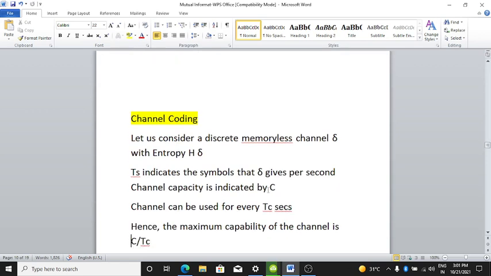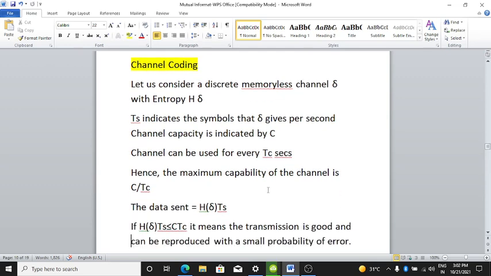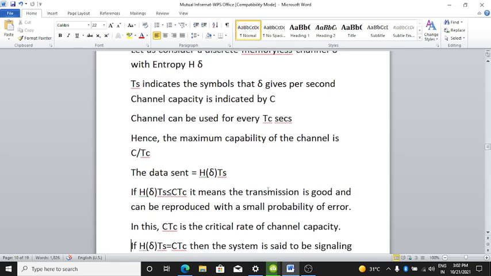Clear? In channel coding, let us consider a discrete memoryless channel with entropy H of eta. Ts indicates the symbols that eta gives per second. Channel capacity is indicated by C. The channel can be used every Ts seconds. Hence, the maximum capability of the channel is C times Ts. Hence, the data sent is H of eta times Ts. If H of eta Ts is less than or equal to C Ts, it means the transmission is good and can be reproduced with a small probability of error.